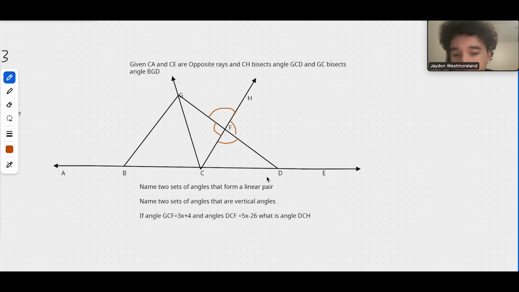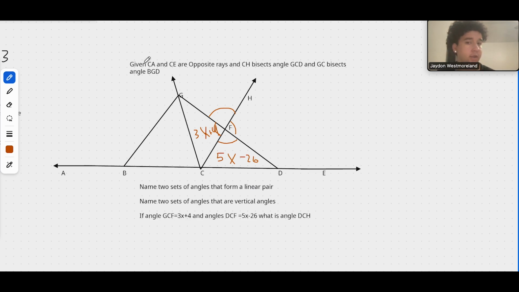If GCF is equal to 3x plus 4. All right, let's plug in our values here. So GCF, so this right here is 3x plus 4. Okay, and DCF, so right here is 5x minus 26. It wants us to find DCH. So DCH, well, that looks like it's just DCF, so I guess we're just trying to find DCF. So how are we going to do this?